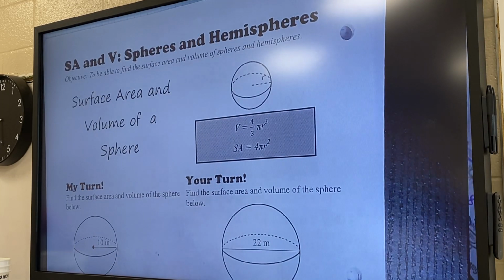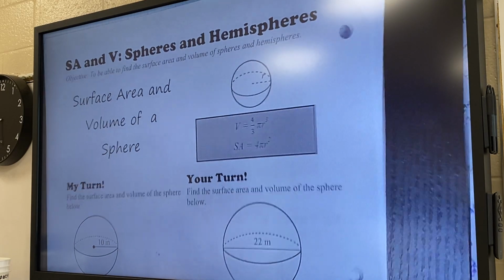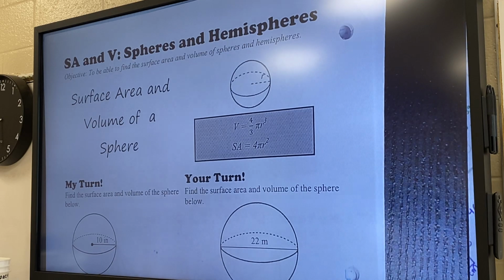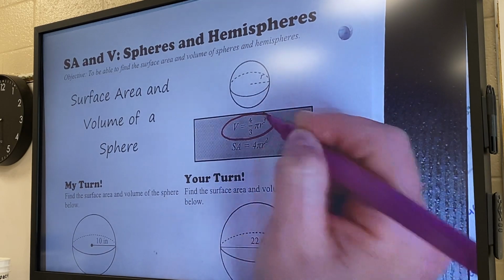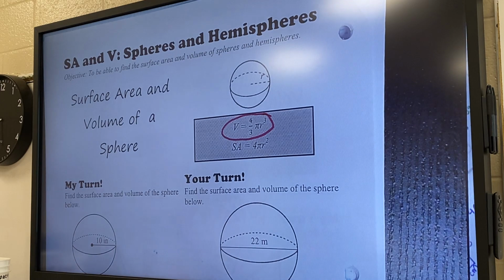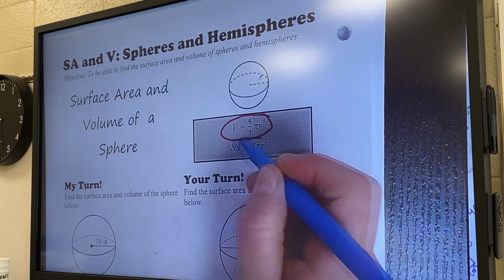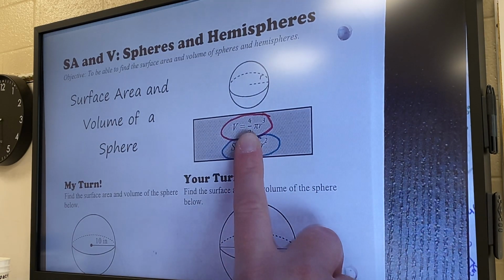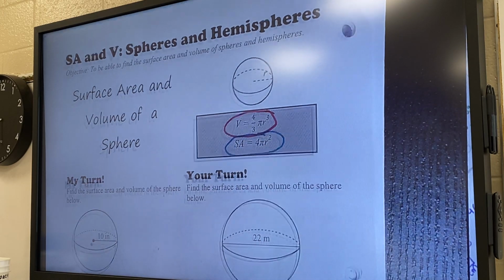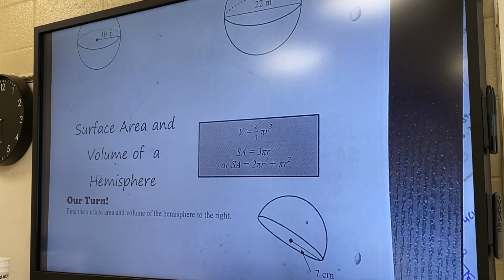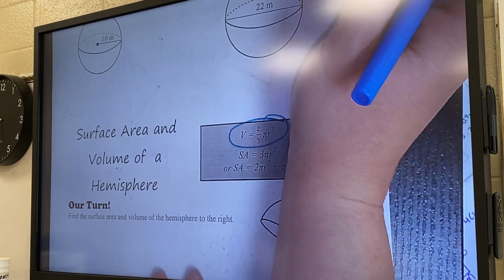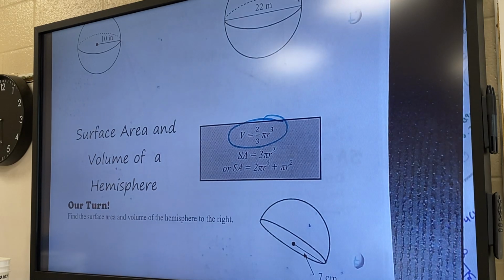Alright, a sphere is just a ball and a hemisphere is half of one, right? And here's the 2 formulas for a sphere. 4/3 pi r cubed is the volume. And then 4 pi r squared is the surface area. And then if it's half of that, then half of the volume, if you multiplied 4/3 times a half, that would be 2/3. And then if you multiplied 4 times a half, that would be 2.